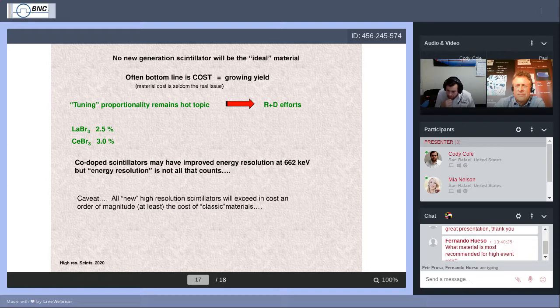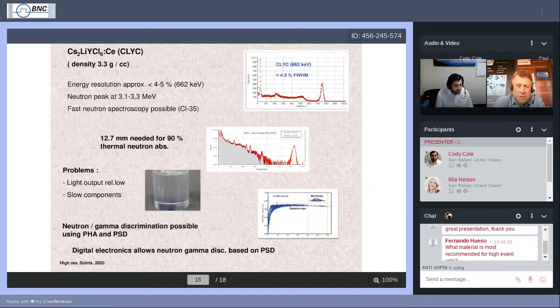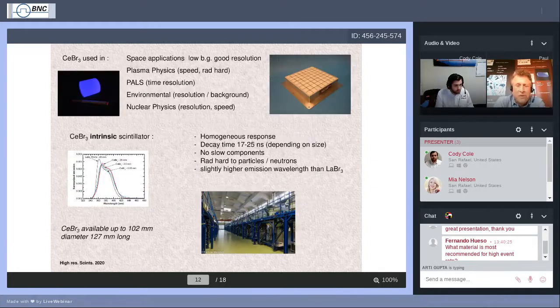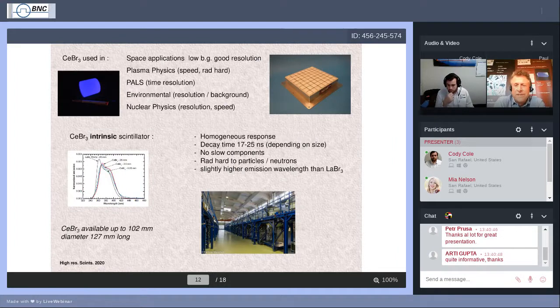We have one more question here from Fernando that we can get to. What material is most recommended for a high event rate? Cerium bromide. Yeah, because it has no slow components. It has been tested up to 5 megahertz. Of course, your electronics should be able to cope with the high rates, and your photomultiplier tube readout should be configured to cope with high rates. But the material itself, its afterglow is very small.